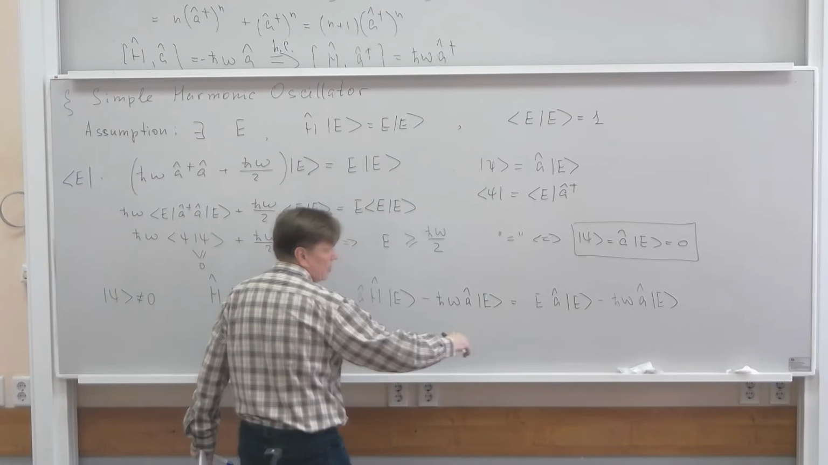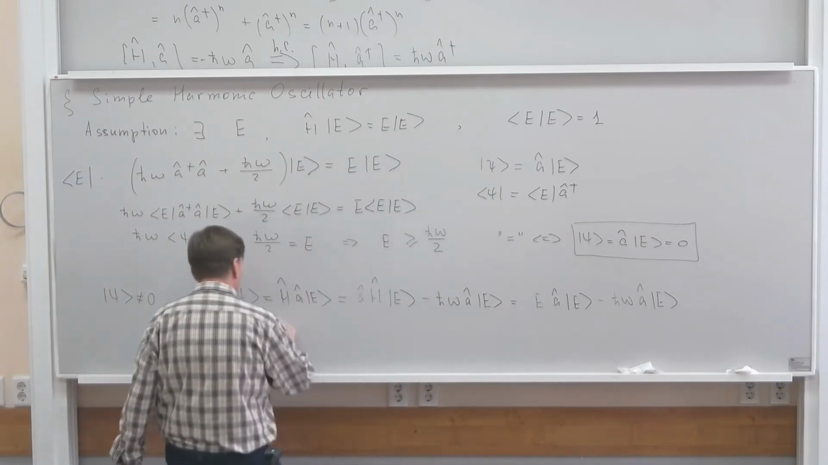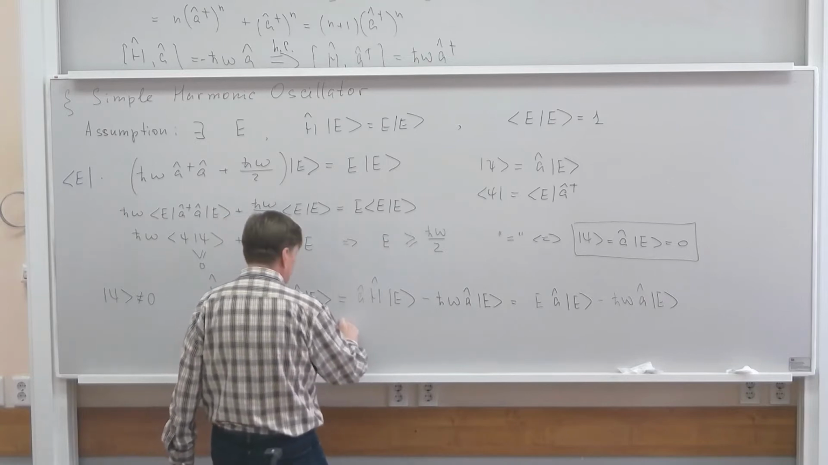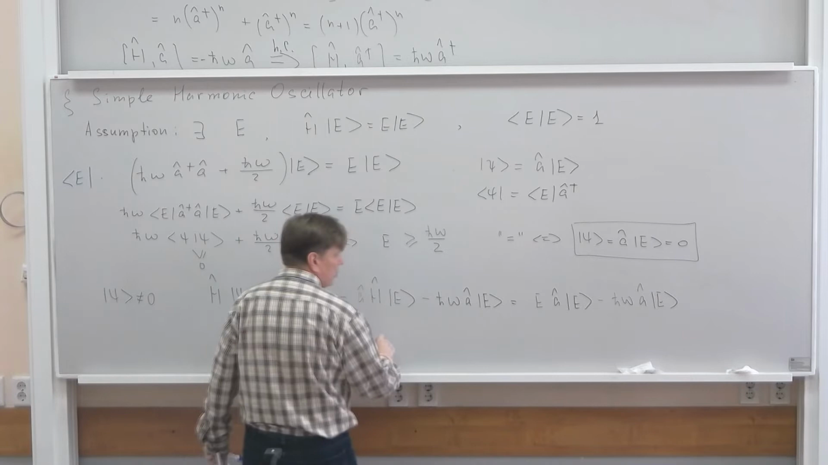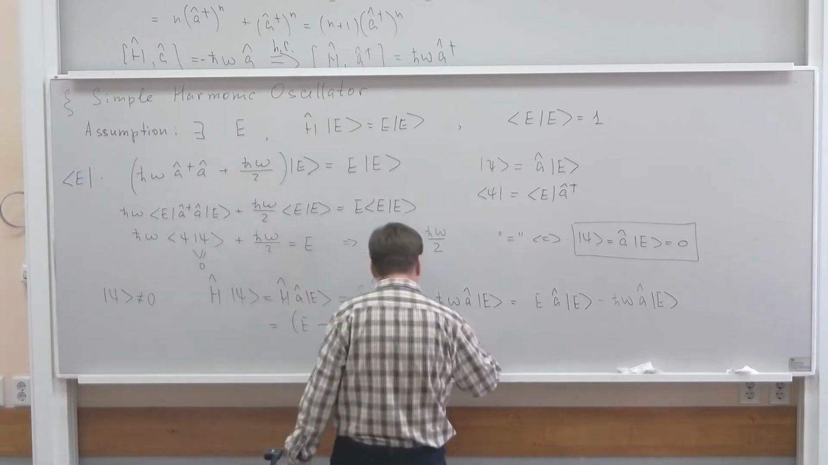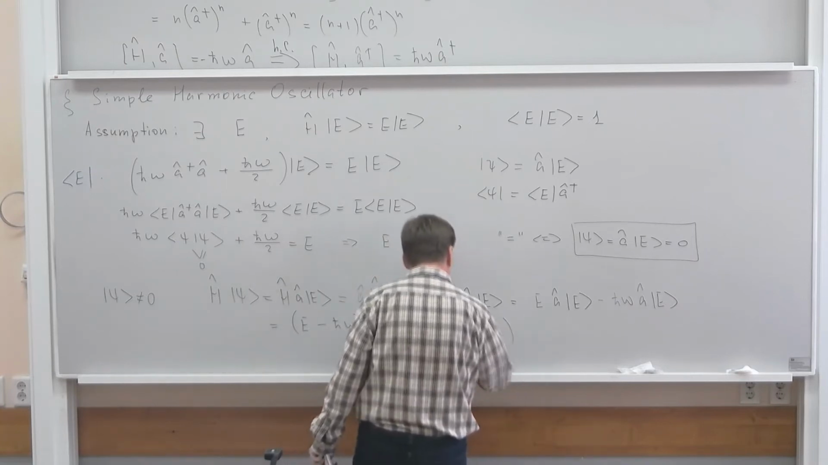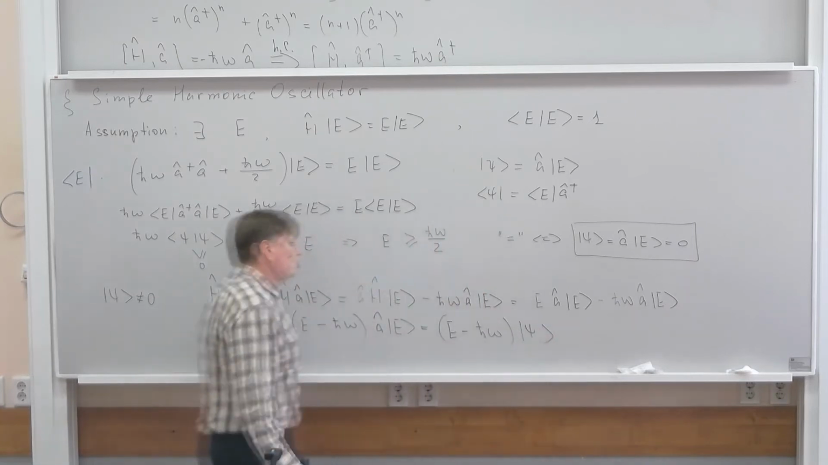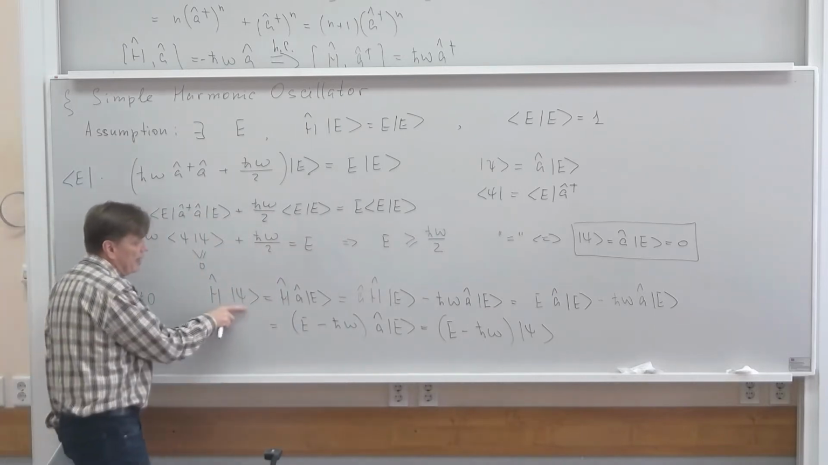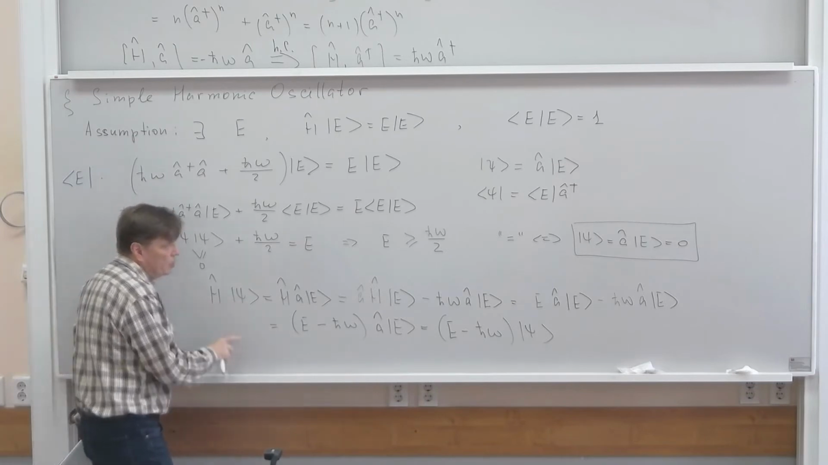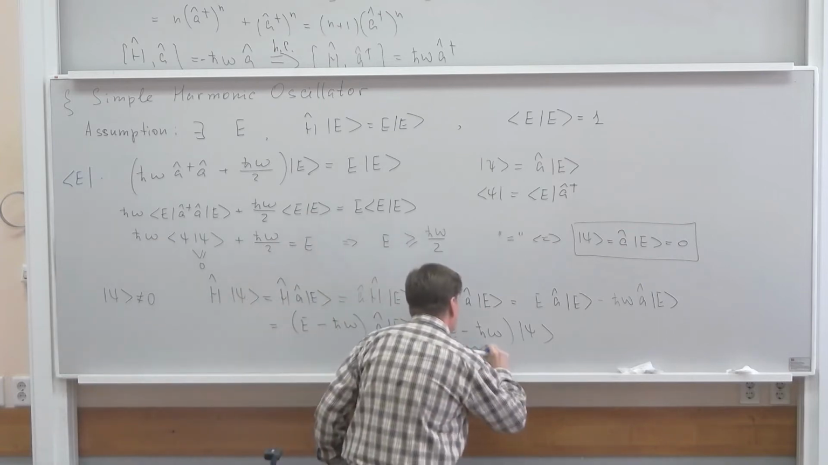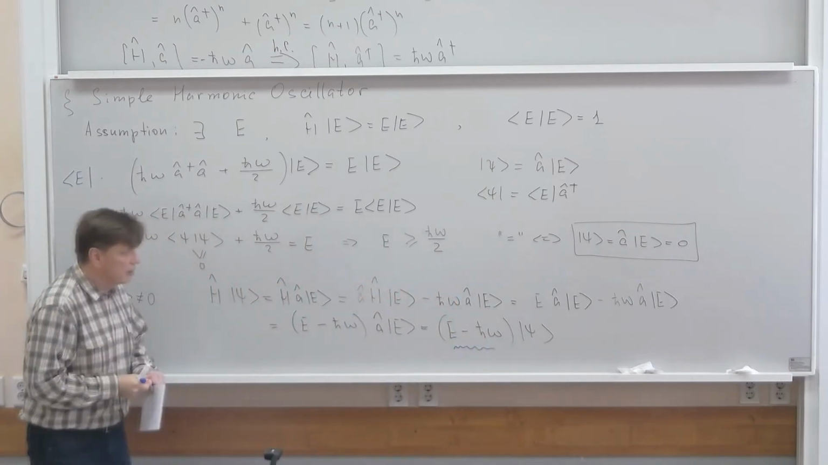So combining the terms, I get E minus h bar omega times A hat E. That is, E minus h bar omega times psi. So I see that whenever the vector psi is non-zero, it is an eigenvector for my Hamiltonian with the eigenvalue E minus h bar omega.